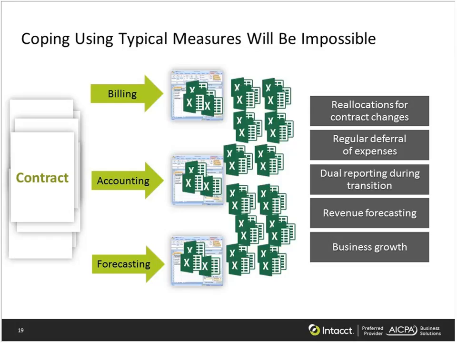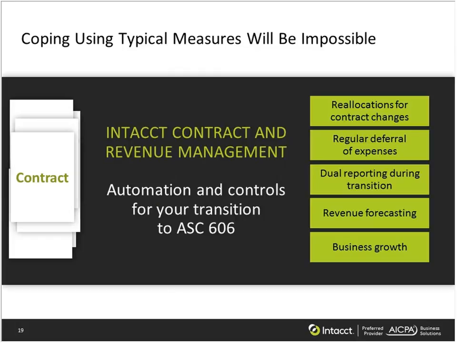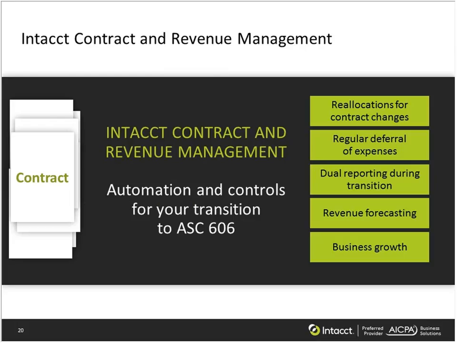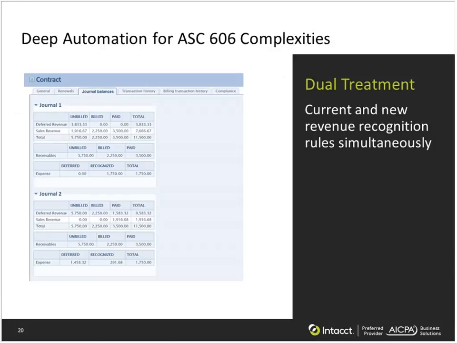And so, as I said before, ASC 606 was a change that we had been tracking for years, and we knew that for companies that were still relying on spreadsheets, this could potentially be the straw that breaks the camel's back, if you think of the camel as spreadsheet-based processes. And so what we did was we brought to market Intact Contract and Revenue Management. The goal of Intact Contract and Revenue Management is to make the transition to ASC 606 as seamless as possible, and do it by providing deep automation for all of these new complexities that are coming from ASC 606. And let's recap those really quickly ahead of John giving you a live view into some of these capabilities.